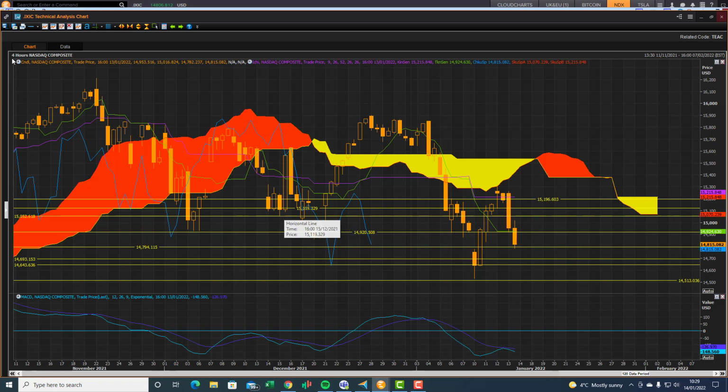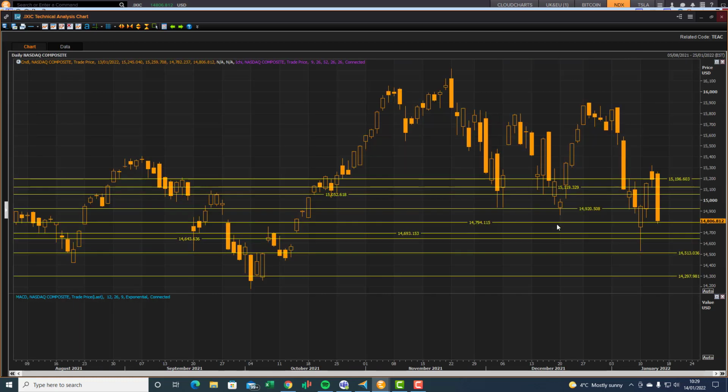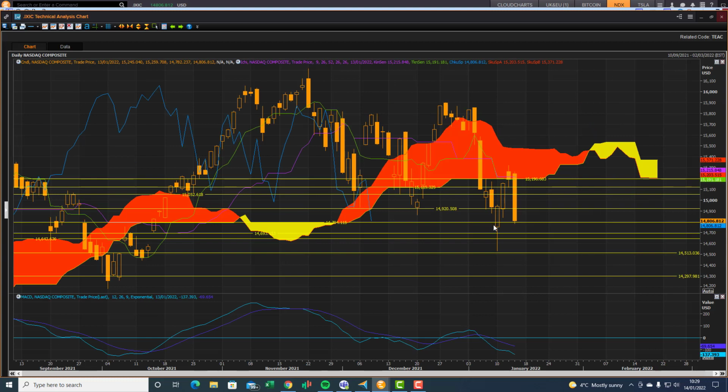Daily cloud is also negative, and that's the really big picture here, that bearish outlook on the daily as well. Weekly still okay, with downside risk towards the top end of the cloud.